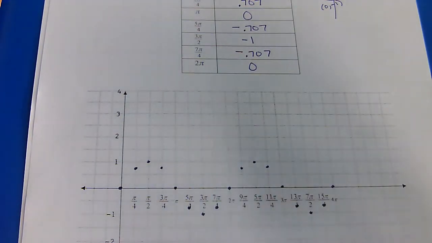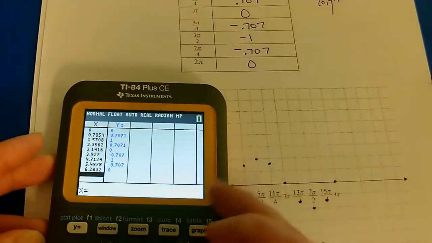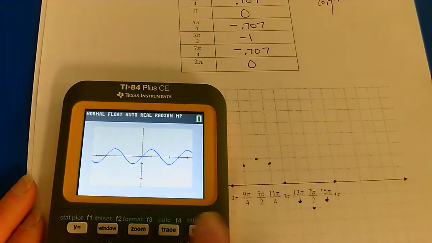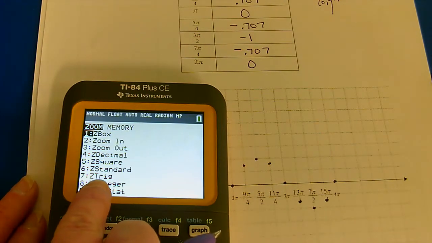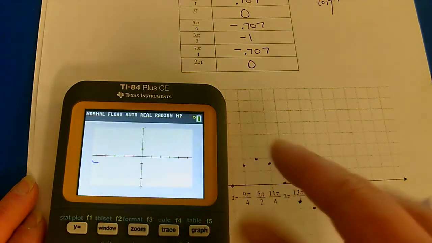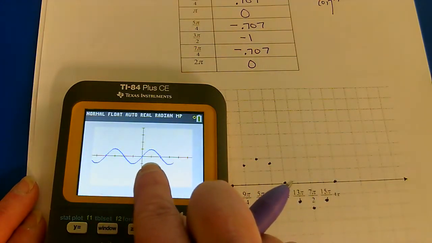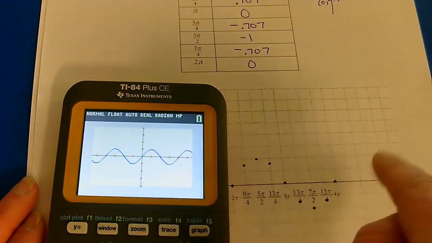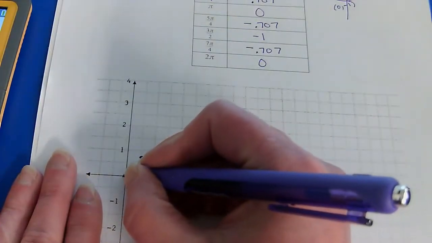And I'm kind of getting an idea of what this graph is doing. So I'm going to go back over here and hit graph. Now another thing I have set up on mine is I have it set on the zoom for trig. And what it's doing there is it's set up perfectly with pi over 2's and then 2 pi. So we can see that it's a nice curve and that it repeats itself.